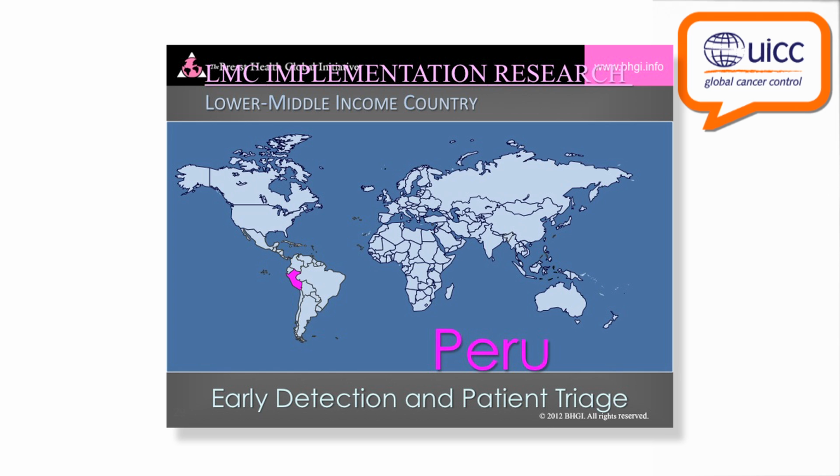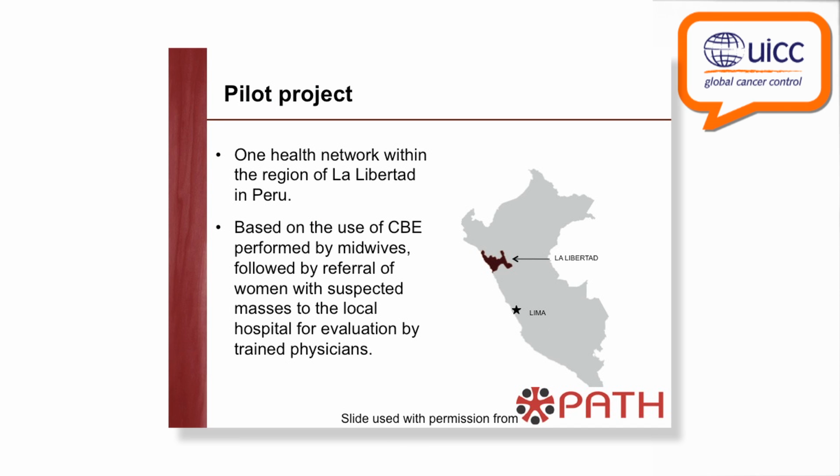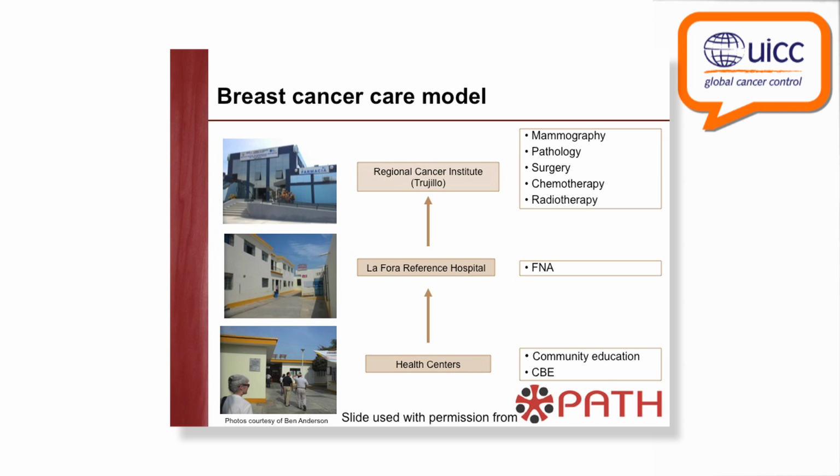I have an example from Peru of how we can use this basis of the BHGI guidelines to drive forward research. So the group Program for Appropriate Technology in Health, or PATH, is currently doing a project in Peru in which they're sorting out, based upon the BHGI guidelines, how to use basic level resources to triage patients and refer them correctly to the cancer center without overwhelming it. In the northern area of Peru, there is one cancer center in the northern region.